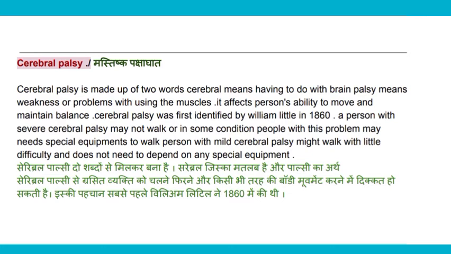Means we can say that there are two types of palsy: severe palsy and mild palsy. Persons who are suffering from severe palsy cannot easily walk from here and there, so they have problems in walking. But a person who has mild symptoms of this cerebral palsy can walk with a little difficulty, and in some conditions does not need to depend on any special type of equipment.